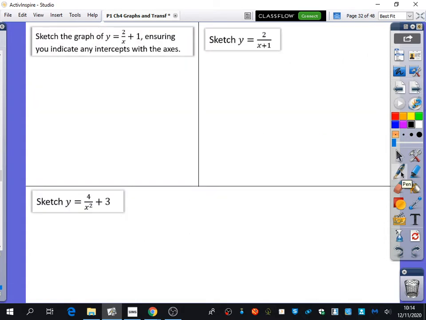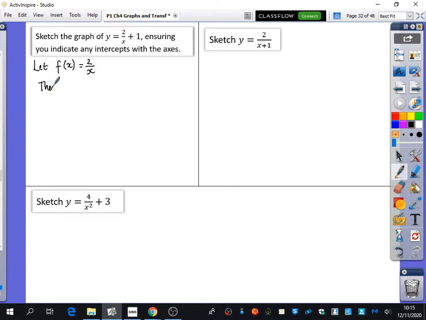The first thing it wants us to do is to sketch the graph of y equals 2 over x plus 1, ensuring you indicate any intercepts with the axes. Now, we don't know how to draw y equals 2 over x plus 1, but what we do know how to draw is y equals 2 over x. So I'm going to say, to make this a bit easier, let f of x equal 2 over x, because we know how to draw 2 over x.